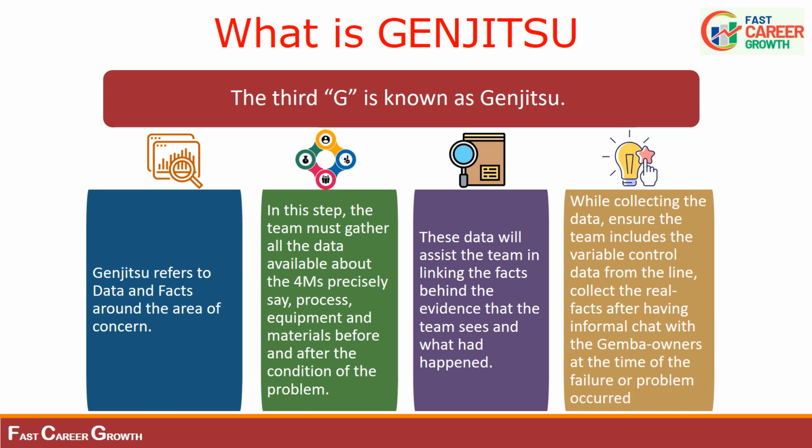In summary, GENJITSU focuses on the collection of data and facts surrounding the area of concern. By systematically gathering information about the 4Ms and engaging with GEMBA owners, the team can build a more accurate picture of what happened, enabling them to make informed decisions for improvement.